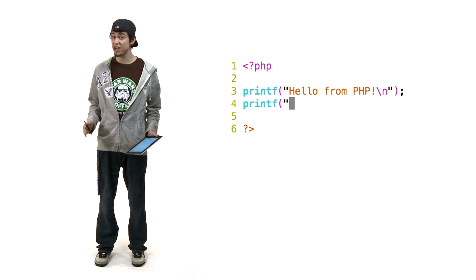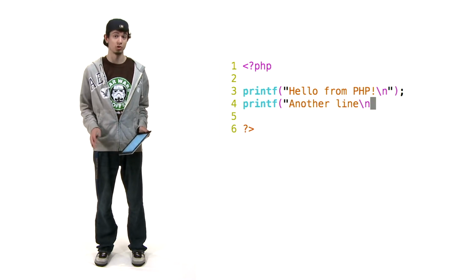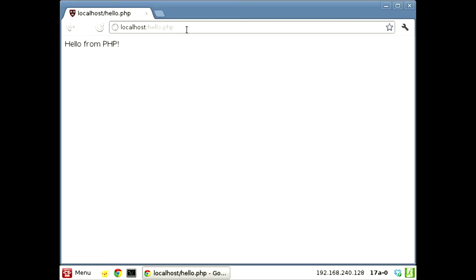So let's try adding another printf to our Hello World program. Okay, so let's head back to the web browser and see what we have. Interesting. Rather than printing another line on its own line, as you would have seen in the terminal, it looks like it got smushed onto the same line as the other printf. So maybe new lines don't work in PHP?